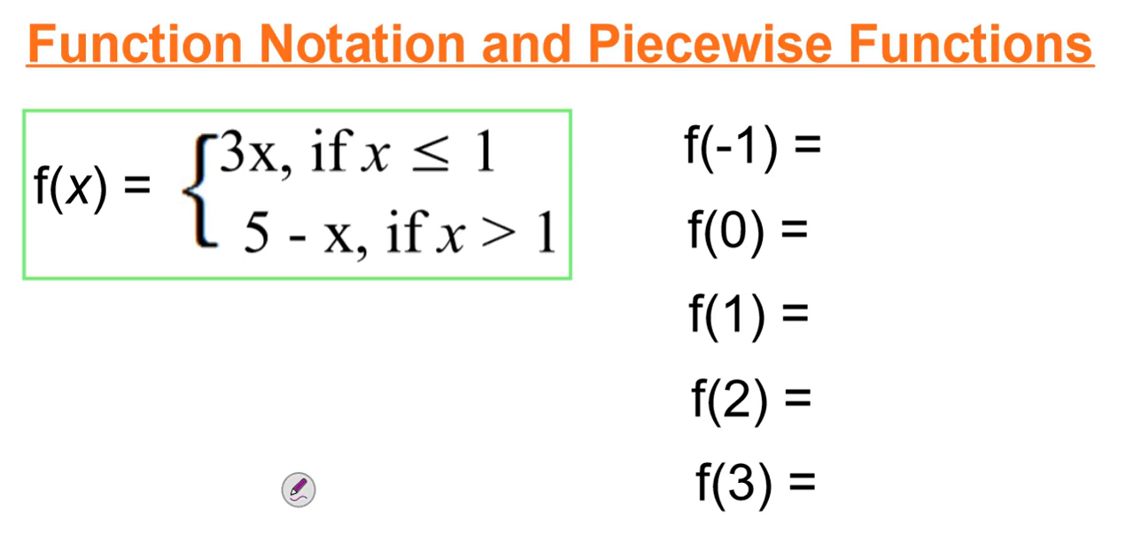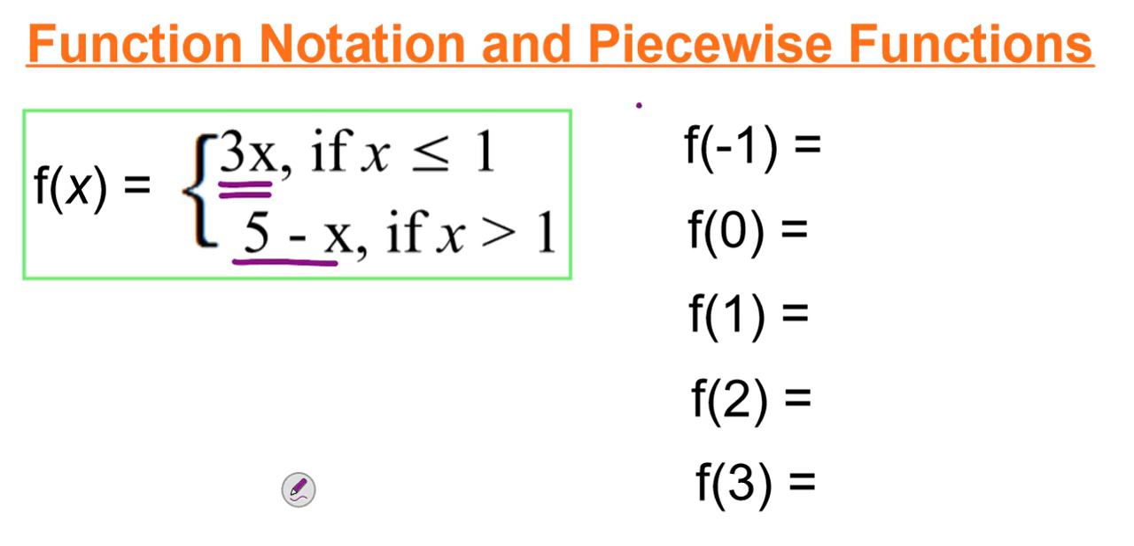So this says the function f of x equals, well, wait a minute, there's two rules, right? f of x is equal to 3x, but only if x is less than or equal to 1. But if x is greater than 1, f of x is equal to 5 minus x. So it's like there's two conditions here. Before you know which function to use, or which part of the function, or which piece of the function to use, you have to know what x is.